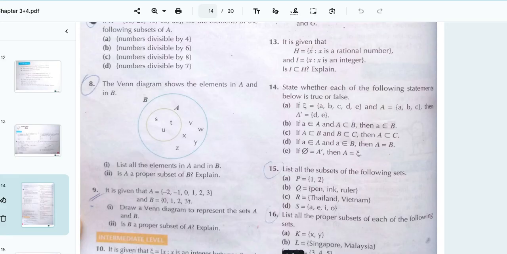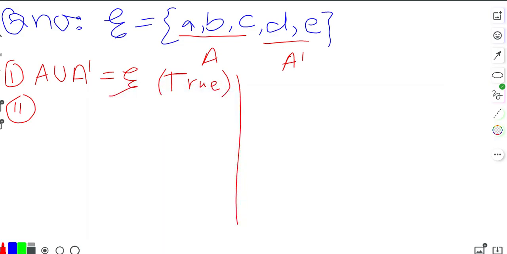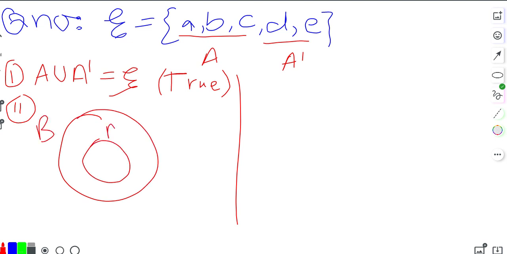Let's suppose this is set B and this is set A. Here is an element a. The element a belongs to set A, and as A is a subset of B, that means a also belongs to set B. a belongs to A, a belongs to B.